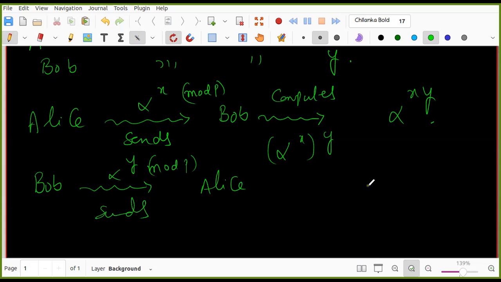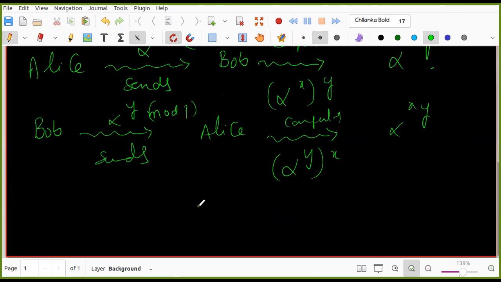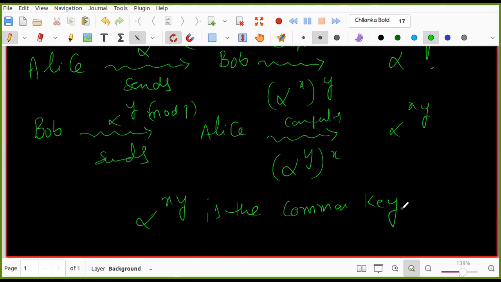So what will Alice do? She computes alpha power y power x, since x is known to Alice, right? So you get alpha power xy. So this alpha power xy is now the key. Alpha power xy is the common key. So the key is exchanged.